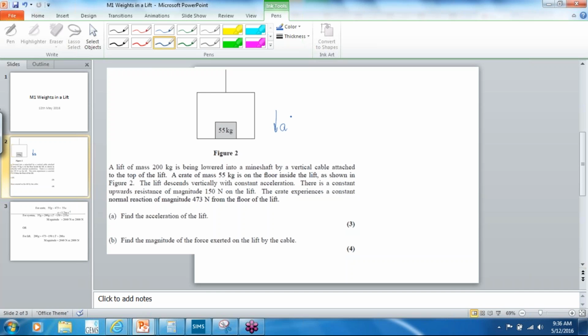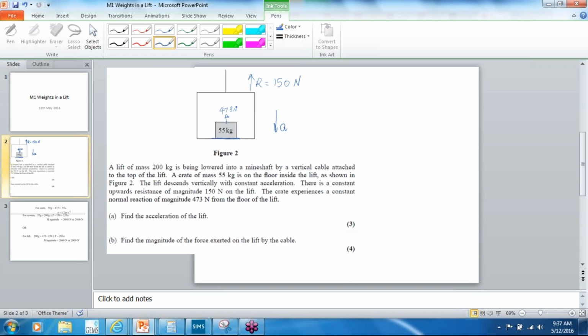There is a constant upward resistance of magnitude 150, so there's a resistance in the opposite direction on the lift of 150 newtons. The crate experiences a constant normal reaction of magnitude 473, so that's between the floor of the lift and the 55 kilograms, a normal inside that lift of 473 newtons. Find the acceleration of the lift.